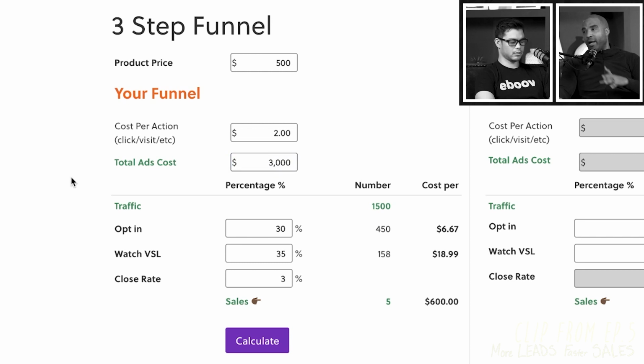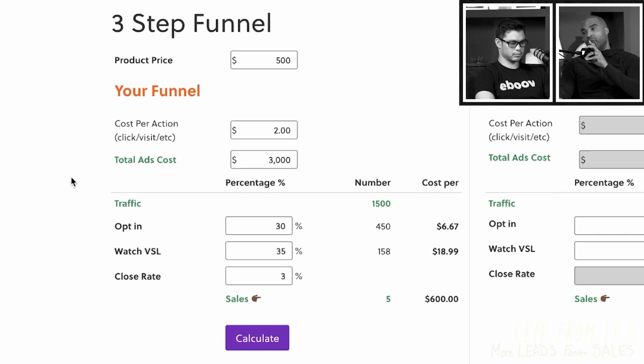Now, as you go down the calculator, on average on the brick wall funnel, 20% opt-in. Well, let's just be generous. Let's say, because I know there's a guy out there watching right now, I get 30%. So let's just do it for that guy, even though the average is 20. We'll keep it at 30%.